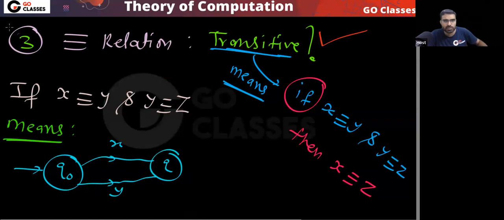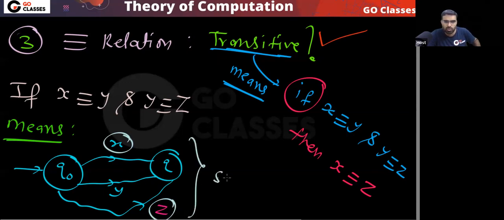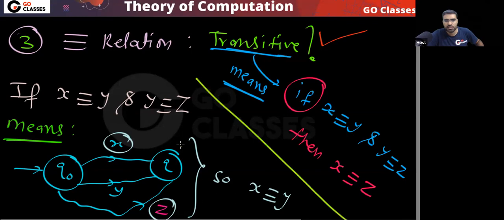What does this mean? It means on Y comma Z you are going to the same state. On Y comma Z, where Y is going, Z is also going. So can I say X comma Z are going to the same state? Yes, they are going to the same state. So I can say X is equivalent to Z. So this is transitive also. Yes or no?